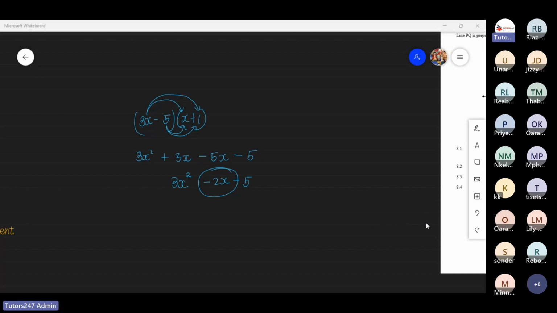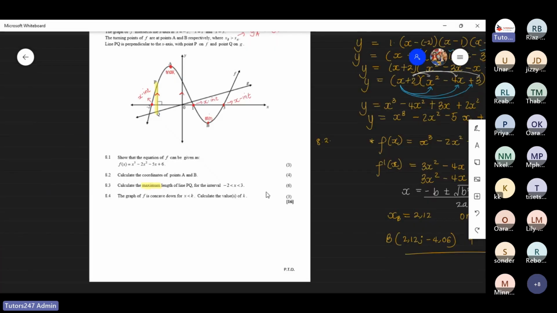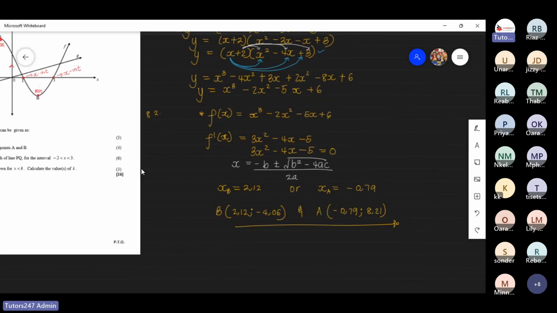I see there is a question. On 8.2, okay, just give me a second, T. Let me go back to 8.2. Okay, here's 8.2. On 8.2, when it is stationary point or turning point, do we derive twice and equate to 0?